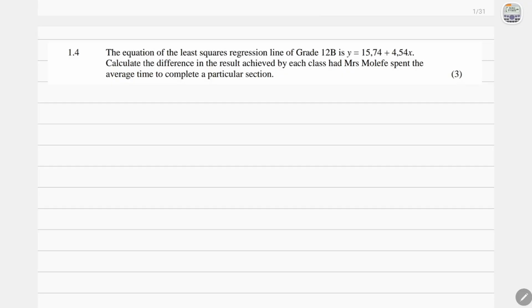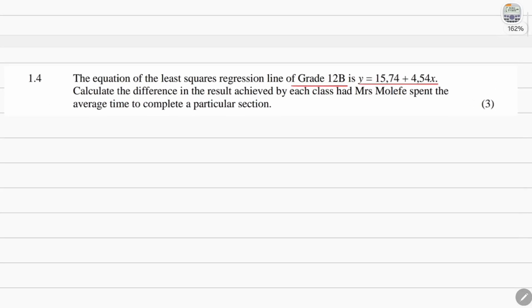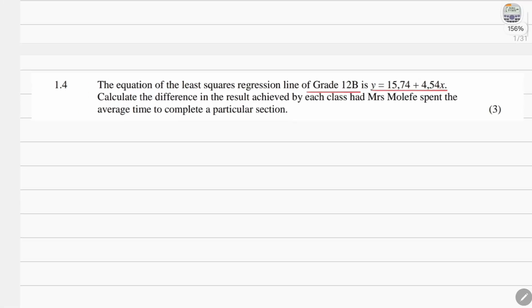Question 1.4 says, the equation of the least squares regression line of grade 12B is this. Okay, so this is the equation of the least squares regression line of grade 12B. We don't have to find it, they found it for us. Calculate the difference in the results achieved by each class had Mrs. Molefe spent the average time to complete a particular section. Okay, just words. We just have to unpack this.